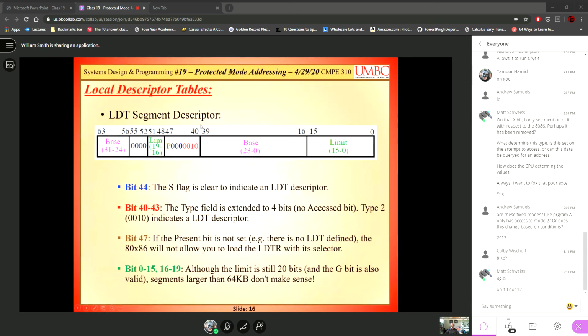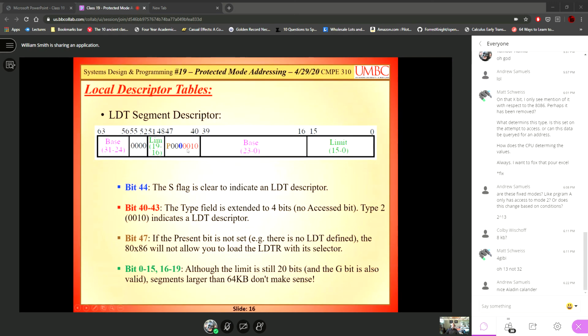Okay, so back to where we were. So the bits 40 to 43 are the type field. I thought that would be 3 bits rather than 4.